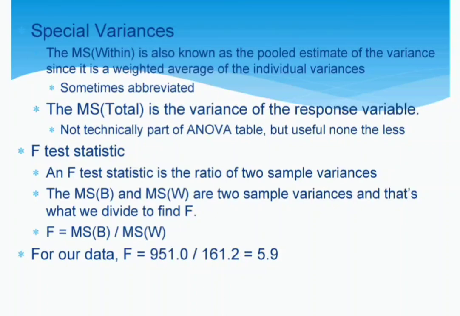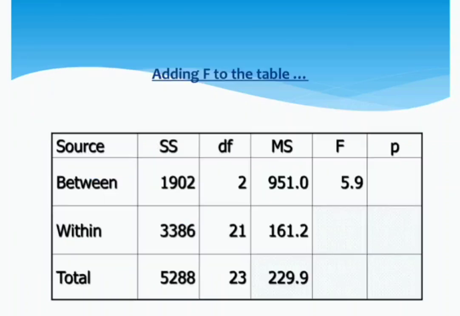And the next one is the F test statistic. The F test statistic is the ratio of two sample variances. MSB and MSW are two sample variances that we divide to find F, which equals MSB divided by MSW. For our data, F is equal to 951 divided by 161.2, that is equal to 5.9. And the next step is adding the F to the table that we can see here.